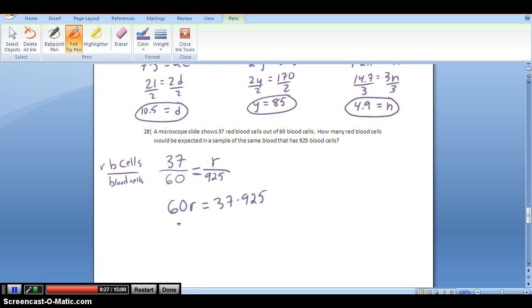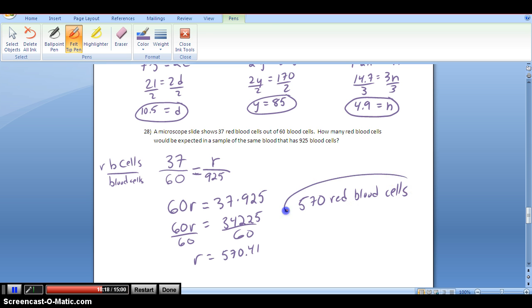This is actually a good time for you to break out the calculator. I don't mind us using it for math like this. 37 times 925 is 34,225. Then to get R by itself, it's being multiplied by 60, so I need to divide by 60. I take that answer and divide it by 60, and I get 570.41 something blood cells, but how many would I expect to see in this sample? Rounding to the nearest whole unit, this would round down to 570. So we would expect there to be 570 red blood cells.